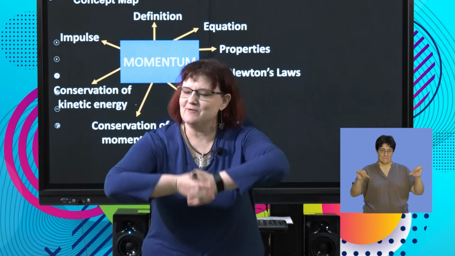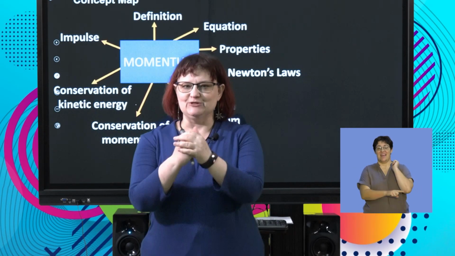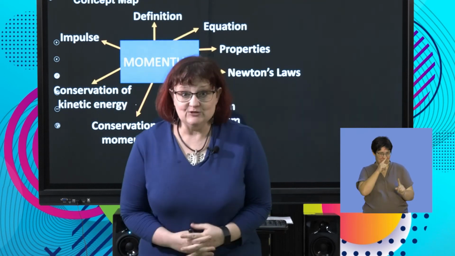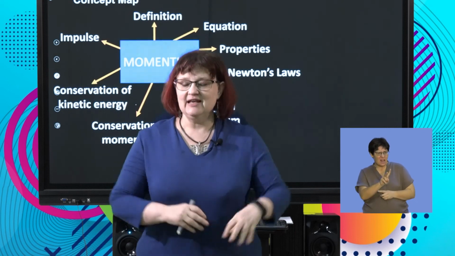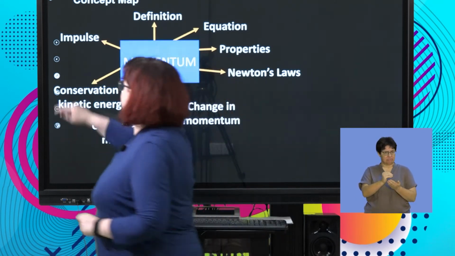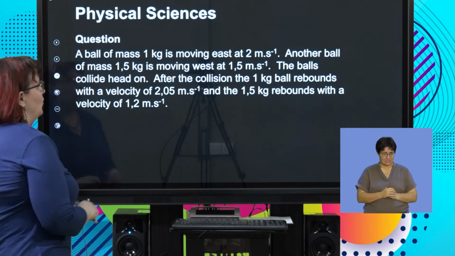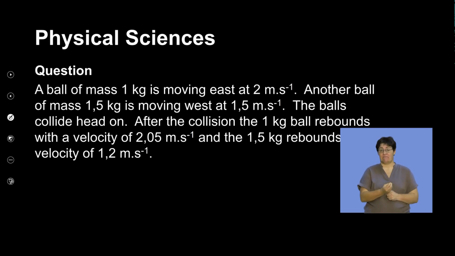Welcome back. We're in the last stretch. We can do this. Now we need to do some calculations, okay? So we still look at the conservation of energy, and we're going to look at a couple of examples. Here's the first one. We have a ball of mass 1 kilogram moving east at 2 meters per second. Another ball of mass 1.5 kilograms is moving west at 1.5 meters per second.